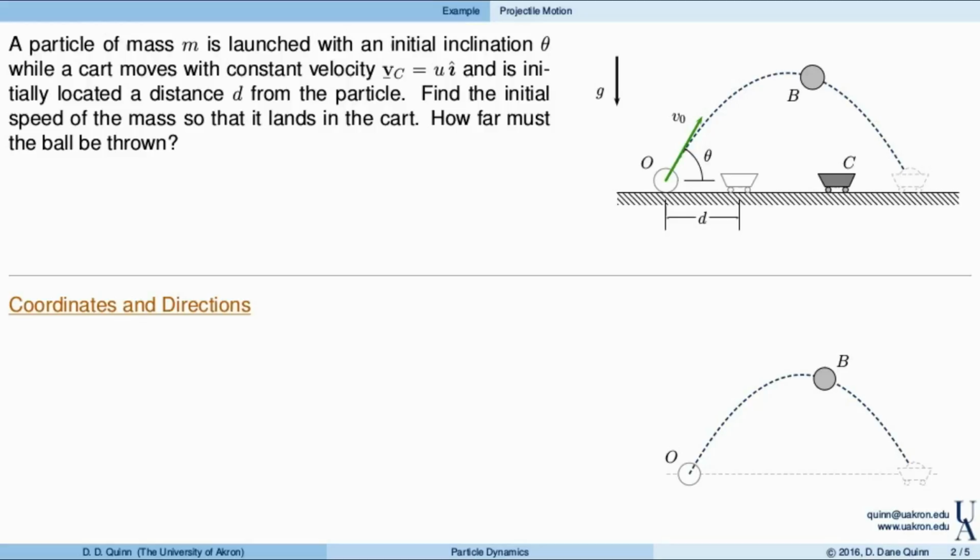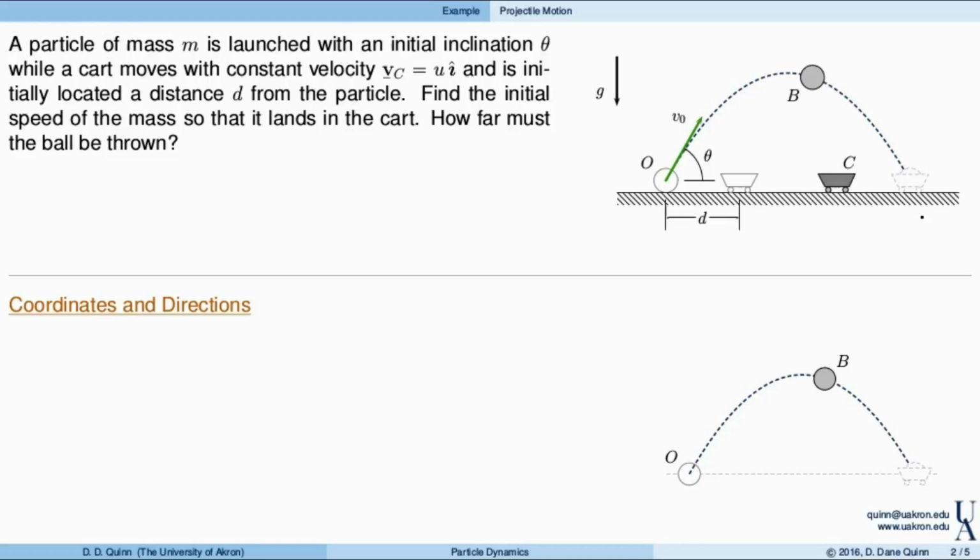Here's the problem. A particle of mass m is launched with an initial inclination theta, so that's the angle at which the initial velocity is located, while a cart, represented here, moves with constant velocity u in the I direction, and is initially located some distance d from the particle. So the question is to find the initial speed of the mass, so the magnitude of the velocity, so that it lands, as it travels along this path, into the cart. And then, after I found that, I'd like to ask how far, ultimately, is the ball thrown.